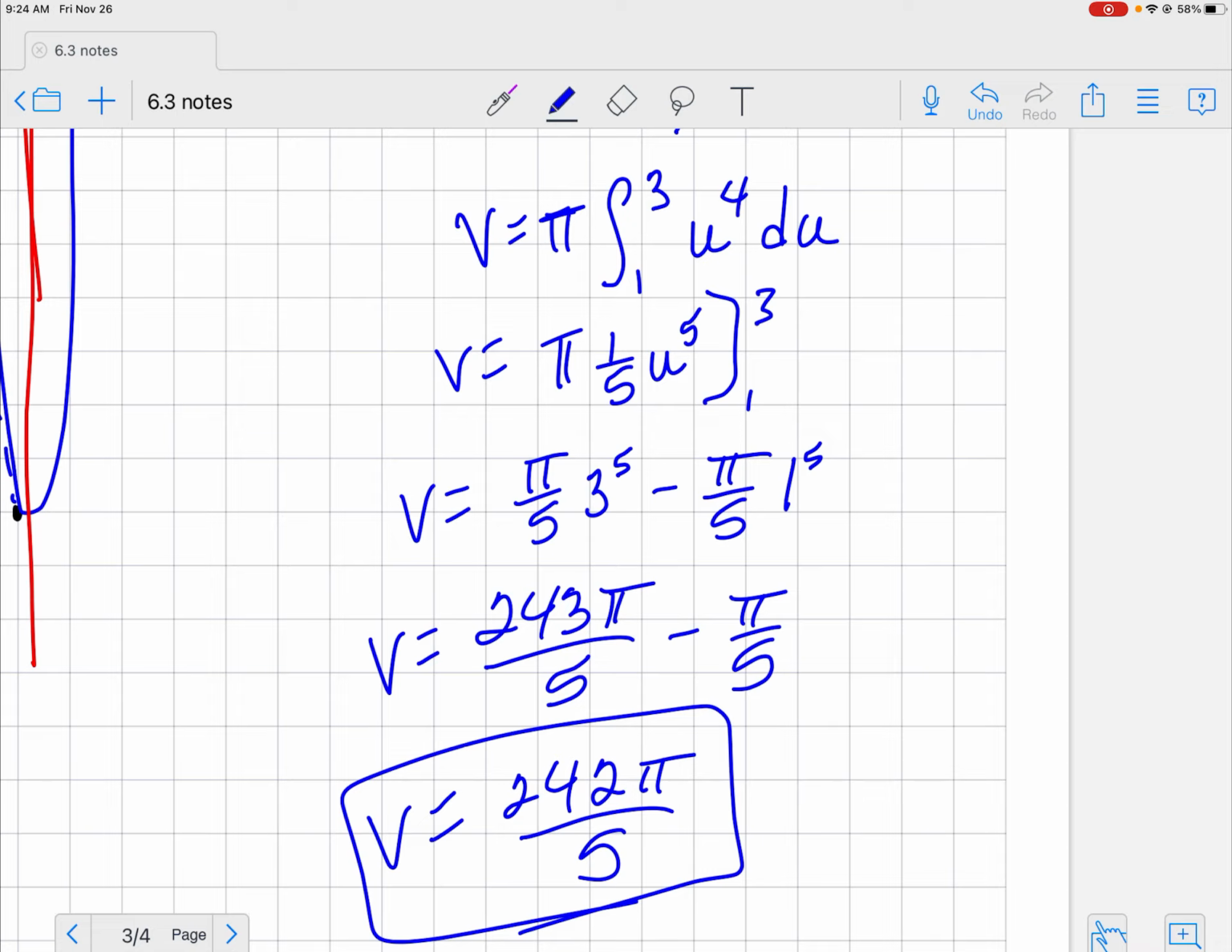And we're going to leave it in terms of pi. And the other thing is we don't have any units on this. So if we had units, we would cube that unit. But we don't have any units, so just keep up with what we have here.